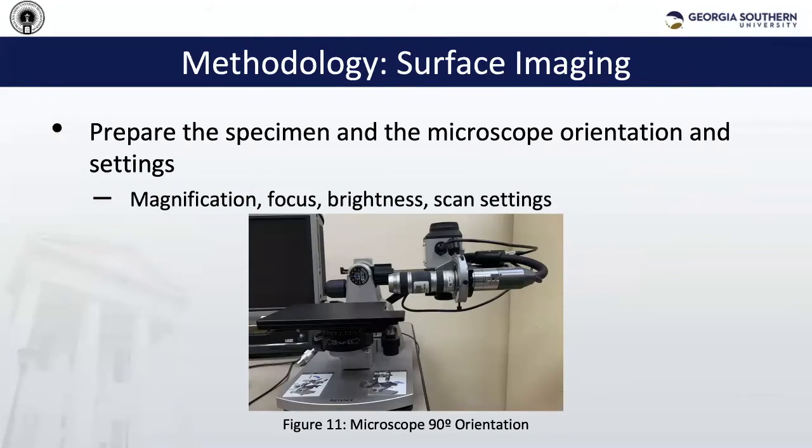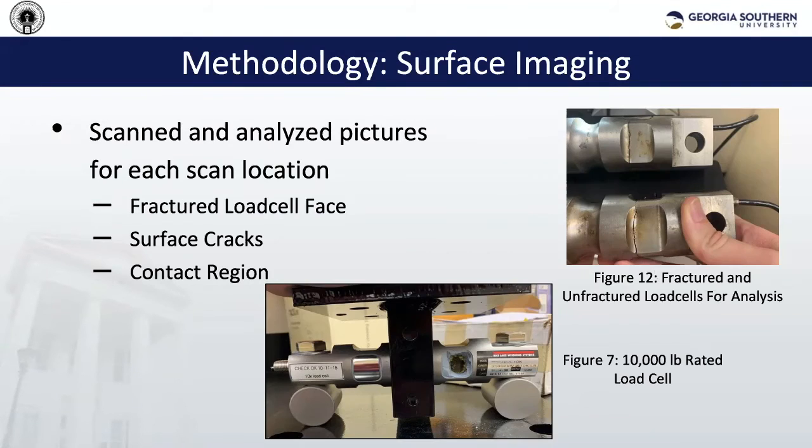To start off the methodology, the first step was to prepare the specimen and the microscope and scan settings. This includes brushing off the surface if necessary, orienting the microscope to get the most in-view picture of the specimen face, and modifying the magnification, focus, and brightness of the microscope and optimizing them for the scan that was being performed. In this picture, the 2 load cells that were being imaged are shown.